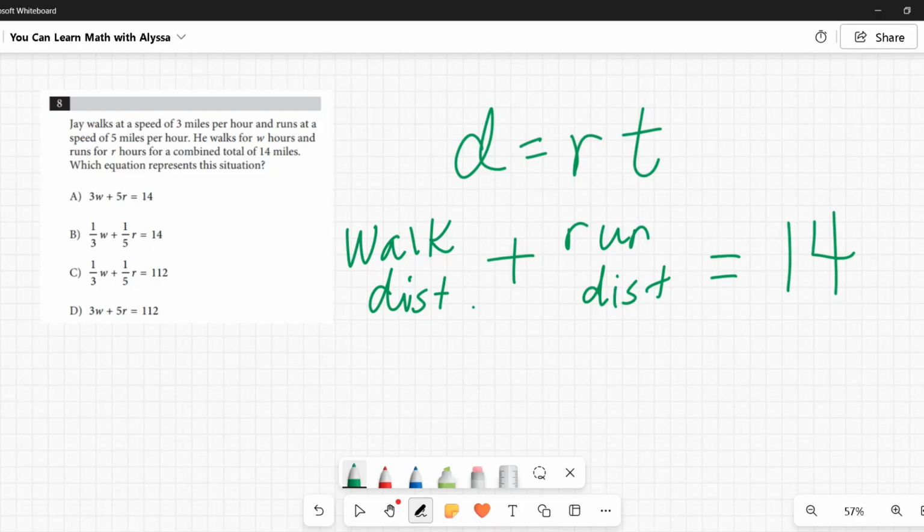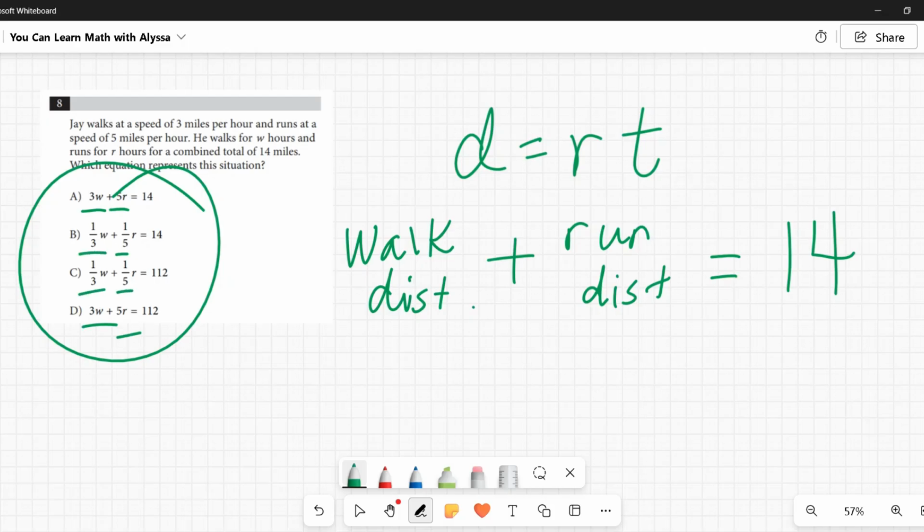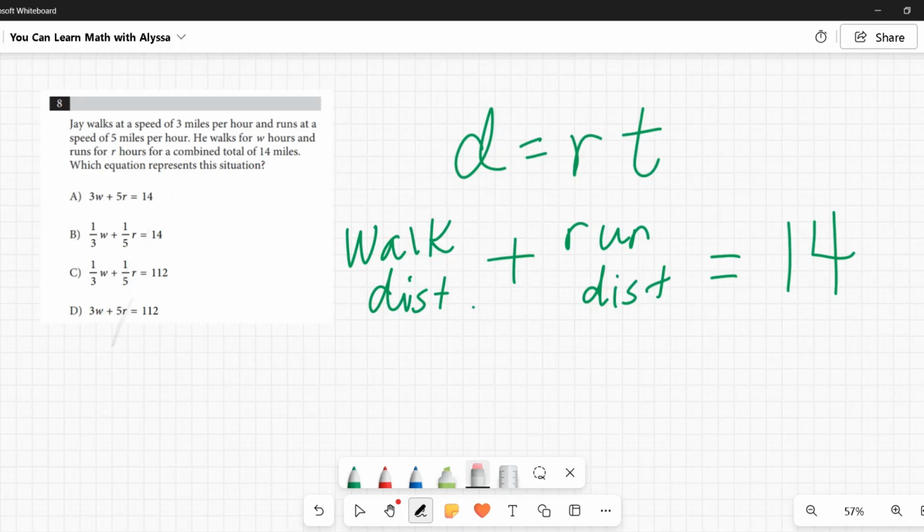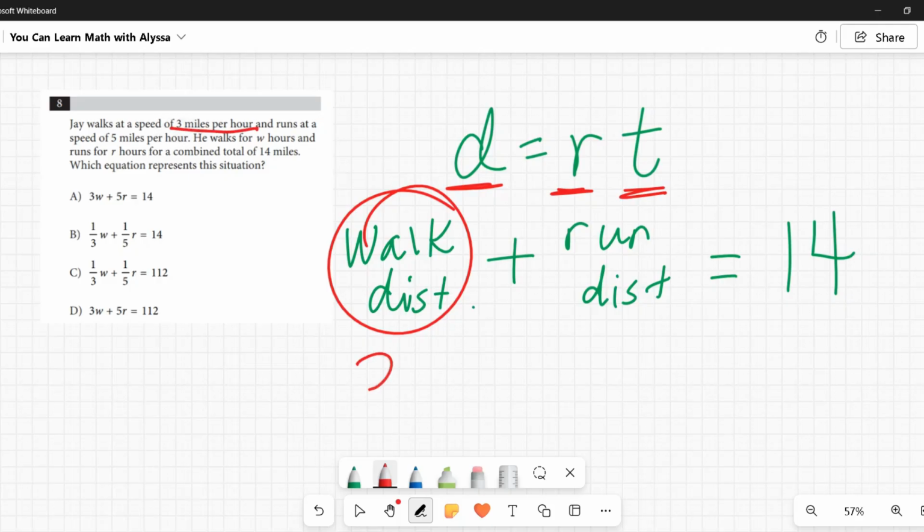So far, so good. If we look at our equations over here, they are all in terms of W and R. We don't have to solve for W and R. We just need to represent the situation using the variables W and R. Okay, so my walking distance, because distance equals rate times time: my rate for walking is 3 miles per hour, so that's my rate, and I multiply times the time. I don't know what the time is, but we're told the time is W hours.